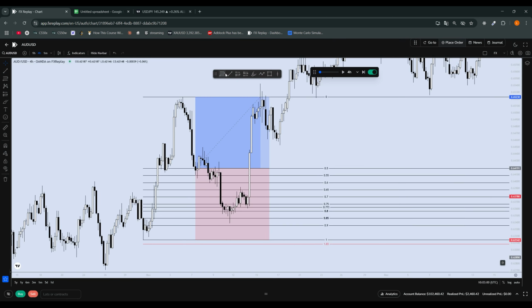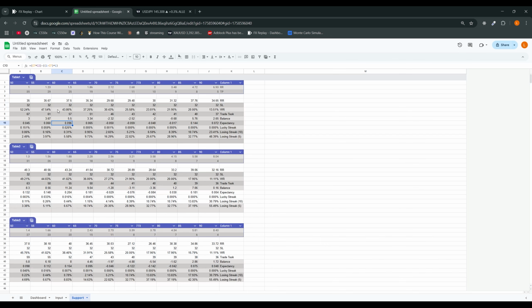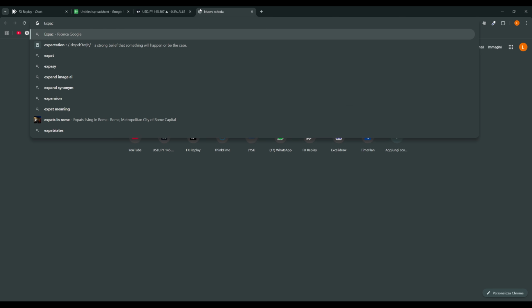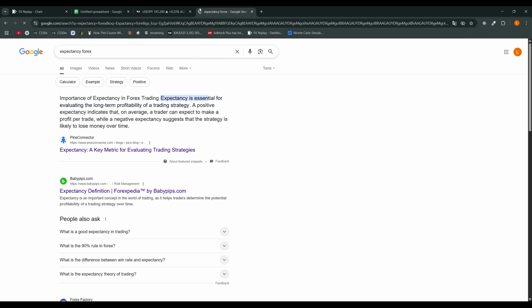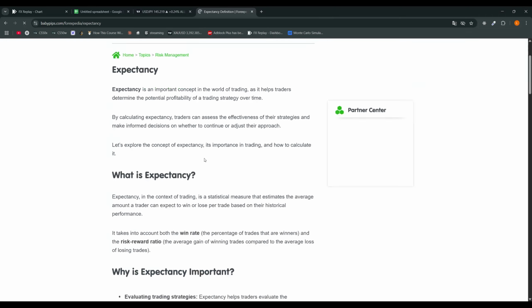In this golden zone is where I take most of my trades, and most of those trades are winners because I have a win rate of 53.86%. The expectancy is 0.86. This is the highest expectancy, and it is in this zone.